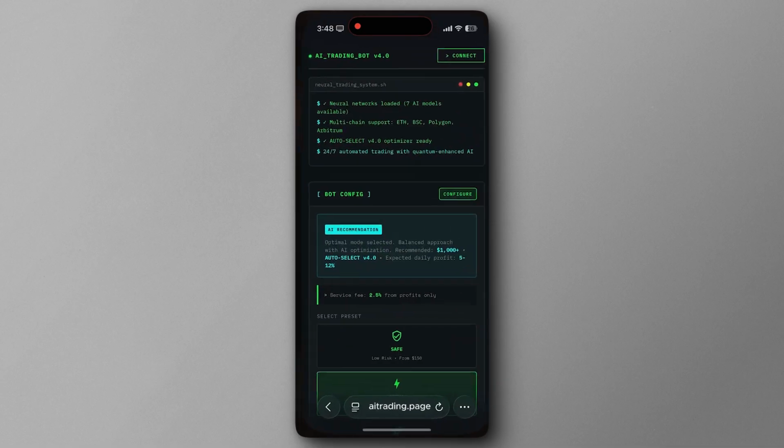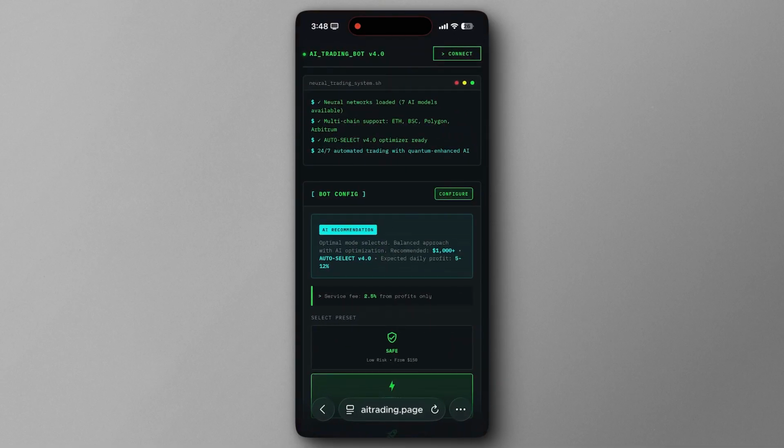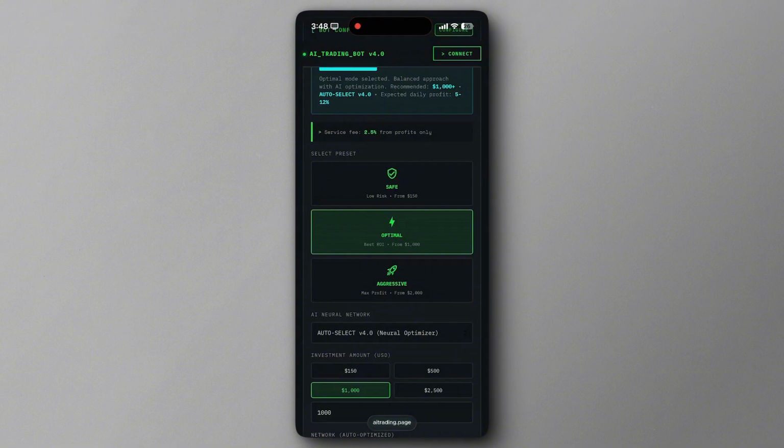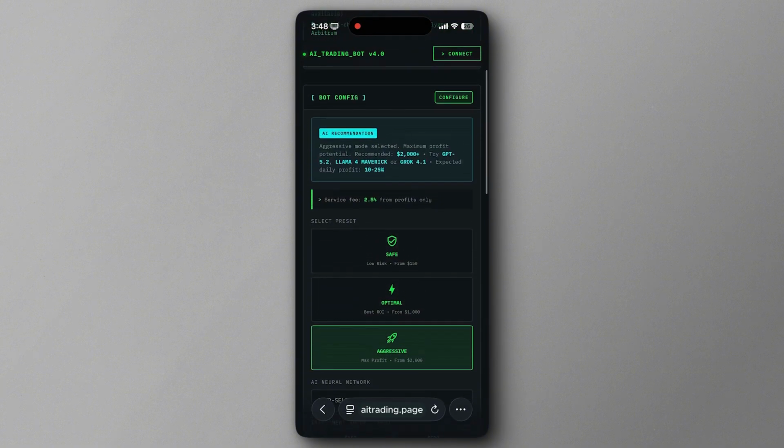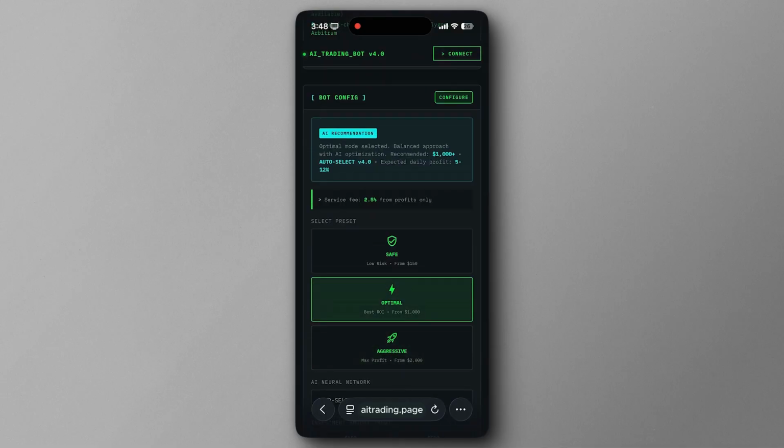Let's get into it. But before just clicking through everything, I'm gonna walk through the setup step by step, because understanding what each setting actually does changes how the whole thing reads. Okay, starting with preset selection. 3 options: safe, optimal, aggressive. This is the session's foundational parameter. It defines execution behavior, risk threshold, target returns, and the capital minimum each mode requires to operate properly.